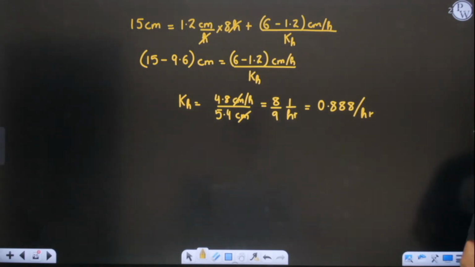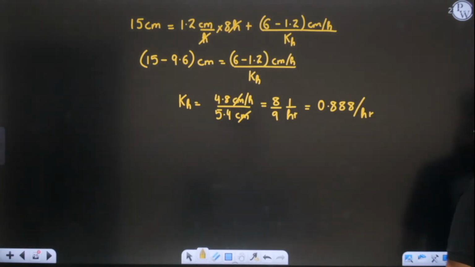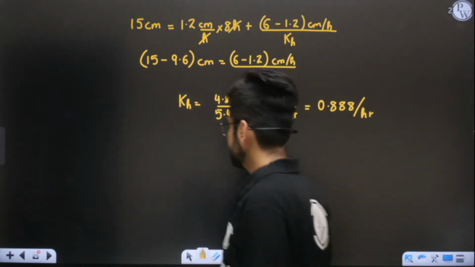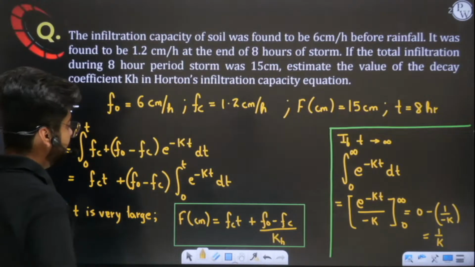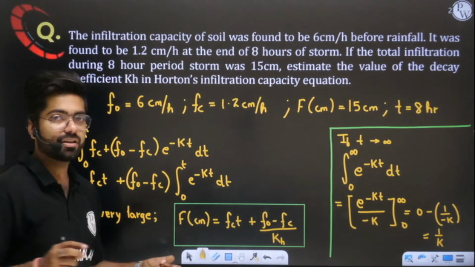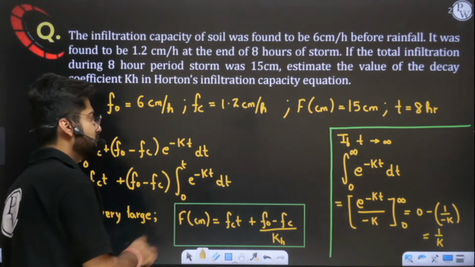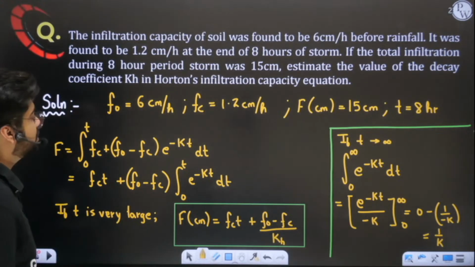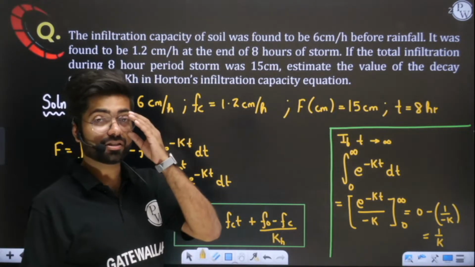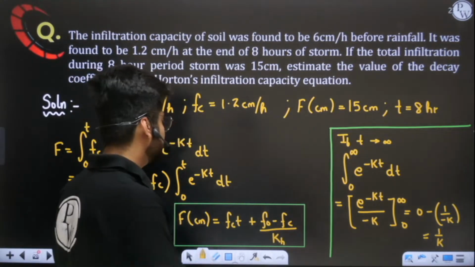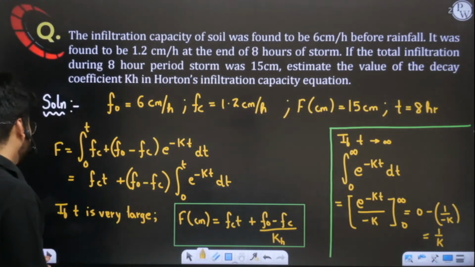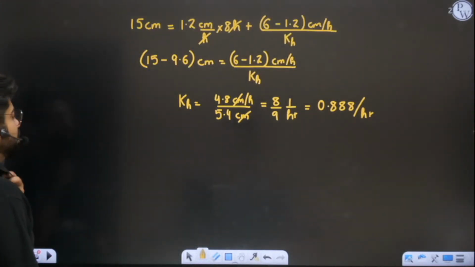So I hope the concept is clear to you. What you have learned from here is how to find the value of k in a quick manner. This type of question has been asked. If you find this with the help of the entire equation, then also you will get the correct answer, but it will take a certain amount of time. Then also you will get almost the same value. So I hope this formula is also clear.